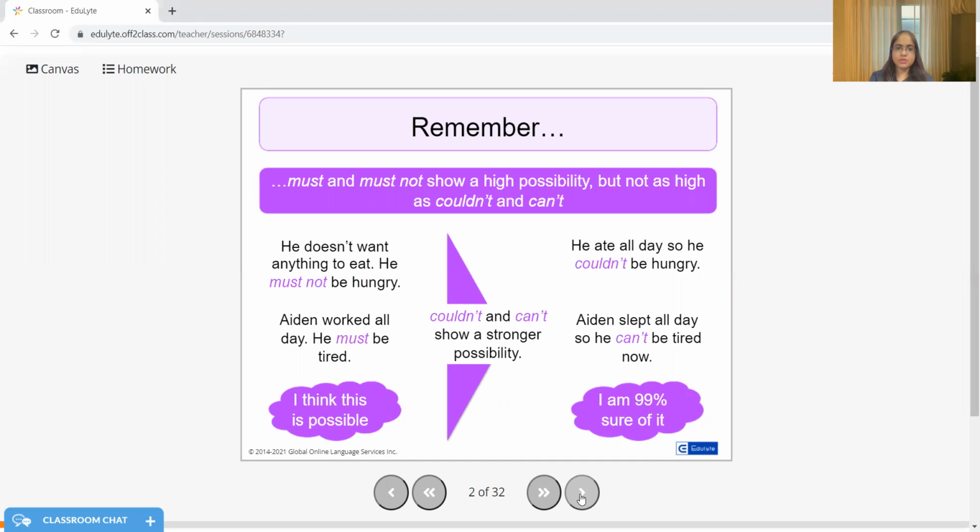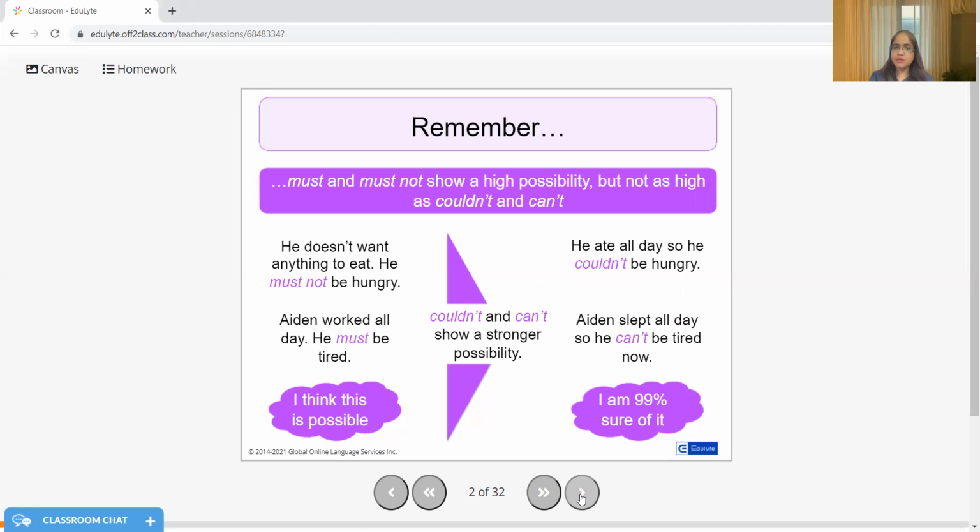He does not want to eat anything. He must not be hungry. Aiden worked all day. He must be tired. So I am making a possibility: if that person is not eating anything, that means he's not feeling hungry. Or if he has worked throughout the day, now he must be tired. This is a possibility, some kind of surety that I am trying to portray as per the situation that is present in front of me.